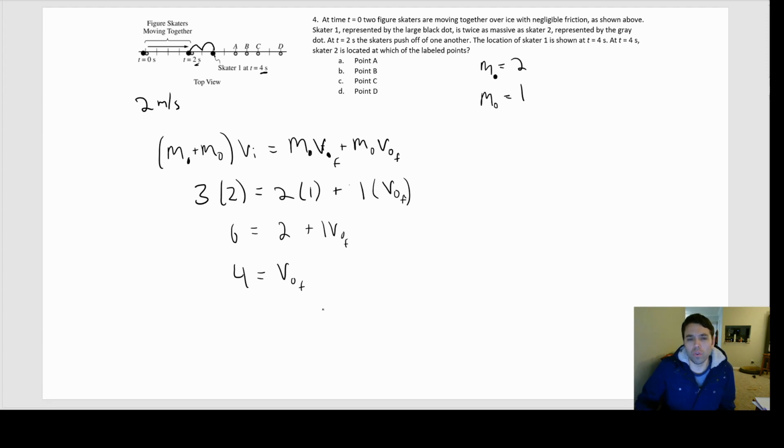So if the velocity is 4, how far will the white dot go from here to over here somewhere? Our initial time here is 2 seconds. That's when they push off each other, to 4 seconds. So it's got 2 seconds to move, right? Where's it going to end up after those 2 seconds elapse? Starts here at t equals 2 seconds, and it's going to end at t equals 4 seconds. Well, if its velocity is 4 meters a second, it's going to go 1, 2, 3, 4. It's going to end up in position D, which is your correct answer. All right, that's number 4.